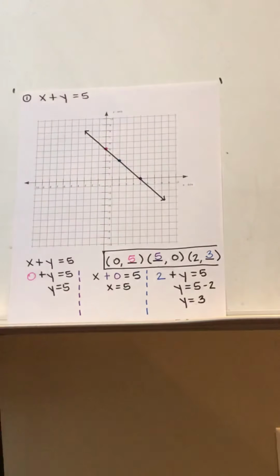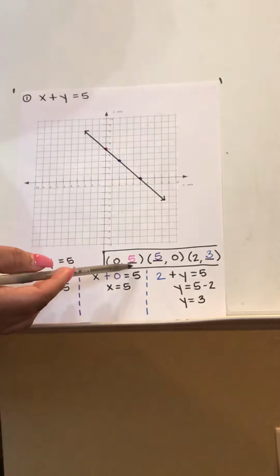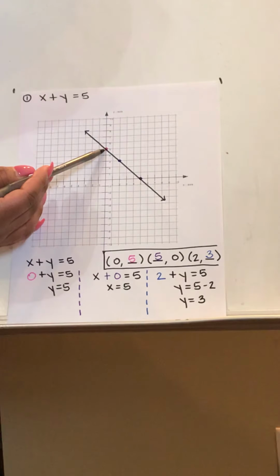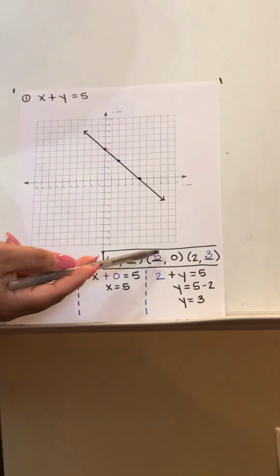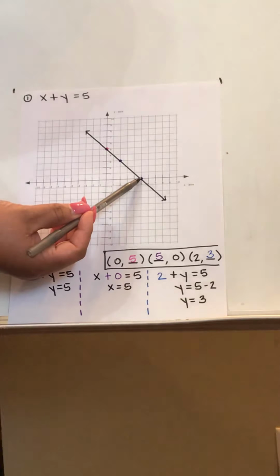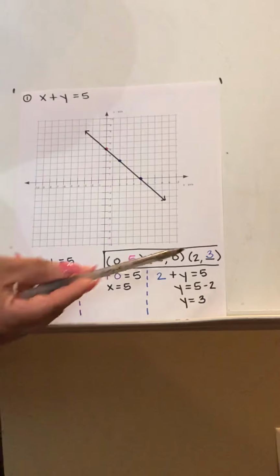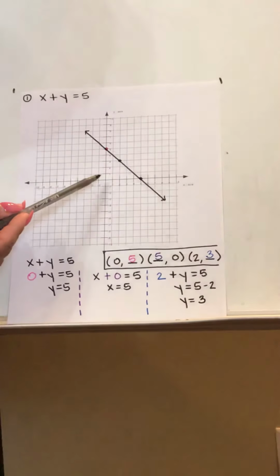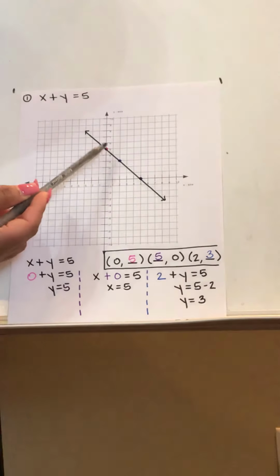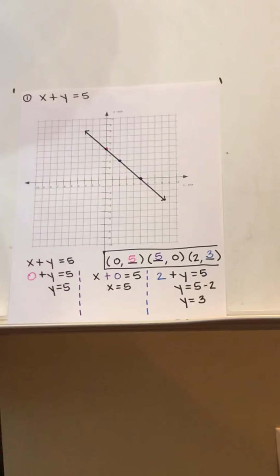So now plot your 3 points. So 0, 5: I don't go left or right, I go up to 5, put a point. 5, 0 means I go all the way to the right to 5 and I stay there and I plot that point. Then 2, 3 means I go to the right to 2 and I go up to 3. Once I did those 3 points, I drew my line.